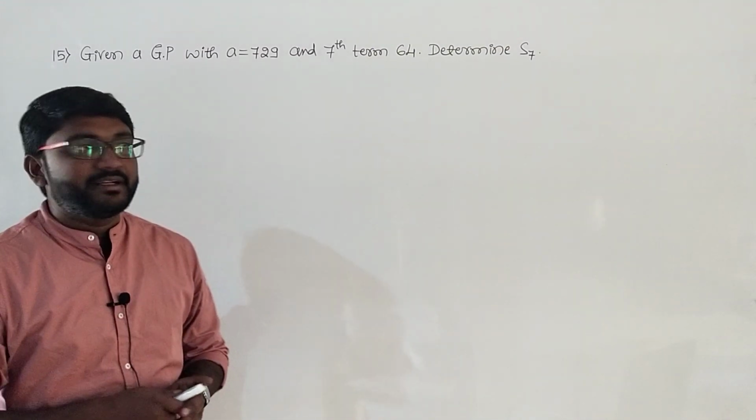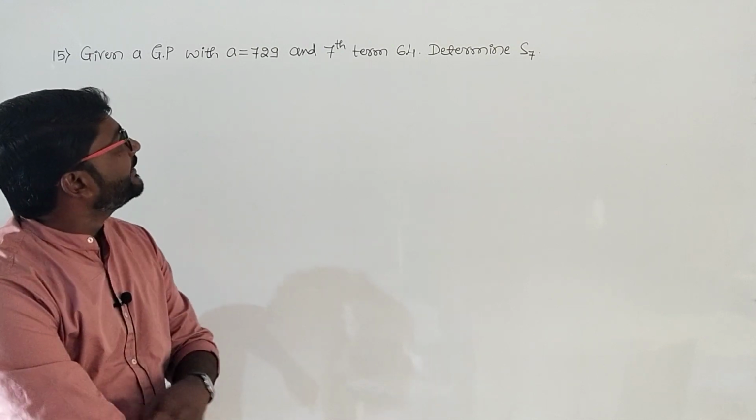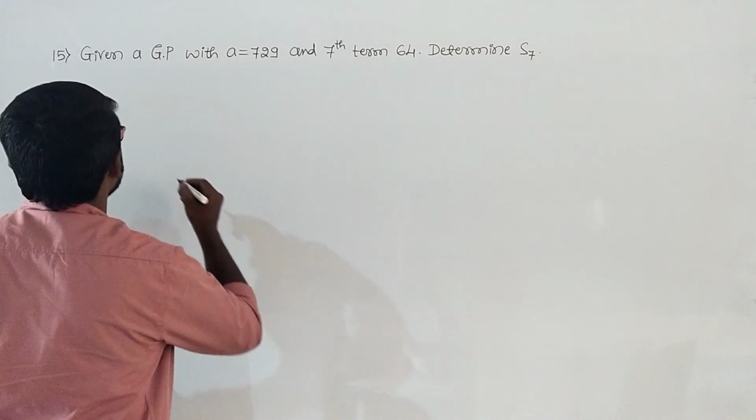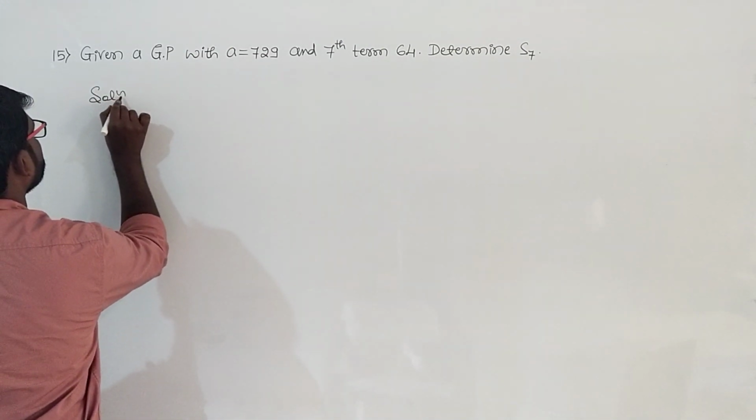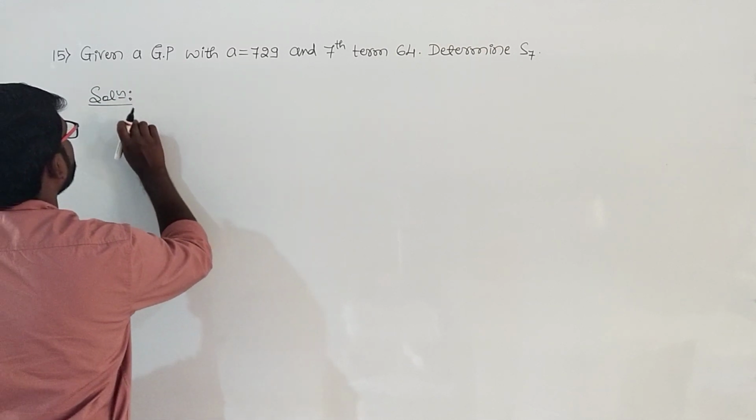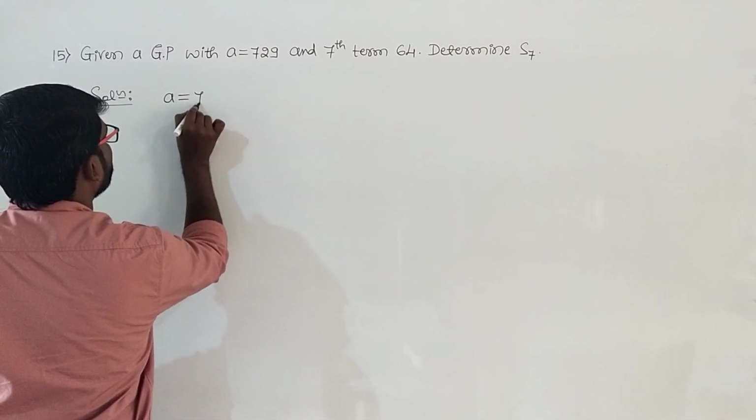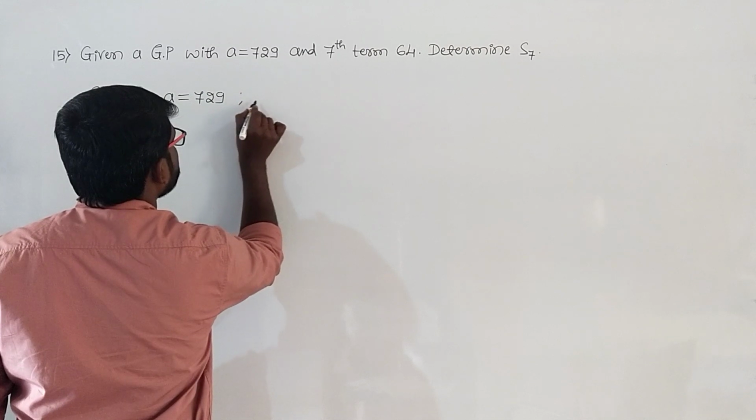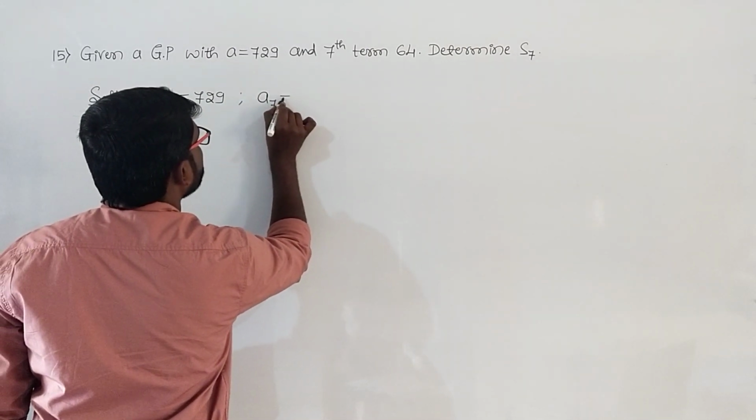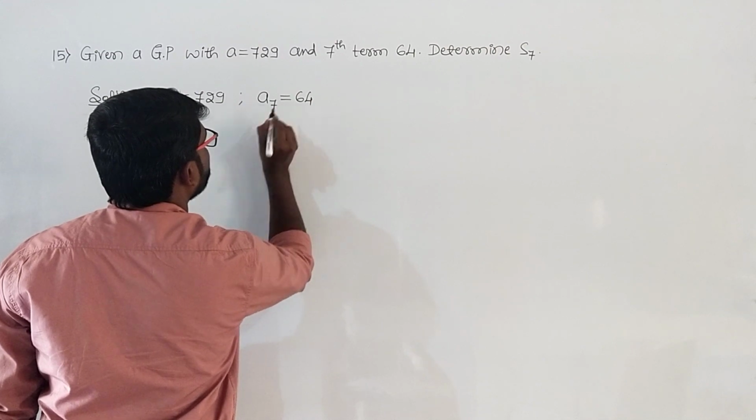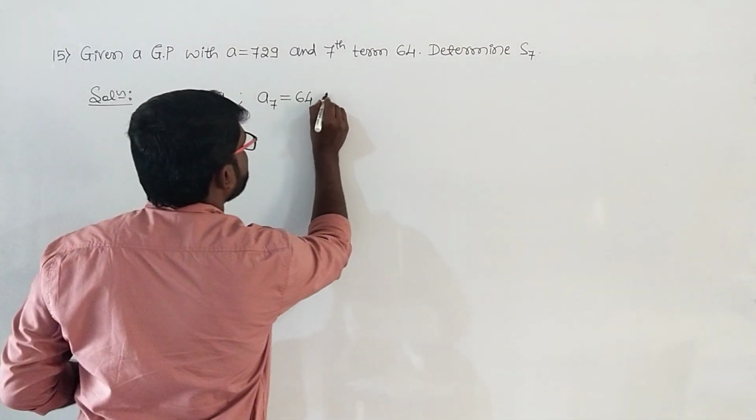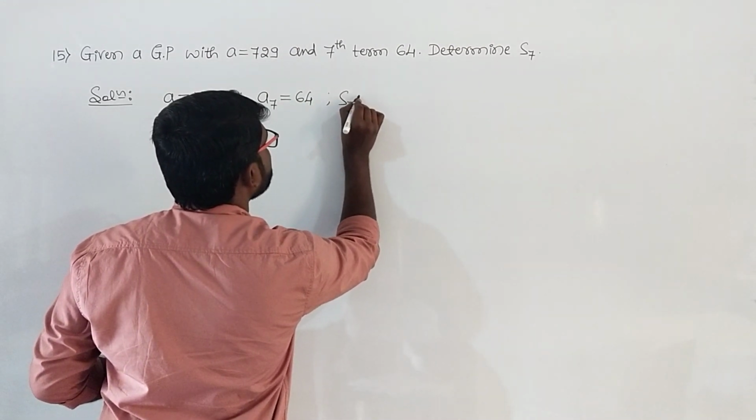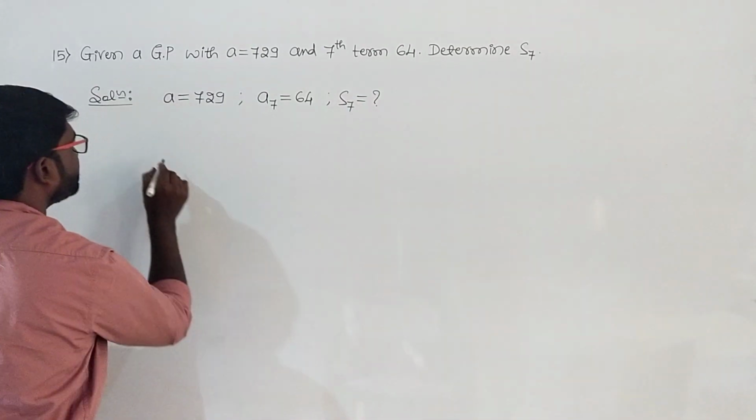Well, the 15th question, it is given a GP with A equal to 729 and 7th term 64, determine S7. We'll write the given information. So he has given A equal to 729 and 7th term, that is A7 equal to 64, and then we will have to find S7, sum of first 7 terms of this GP.